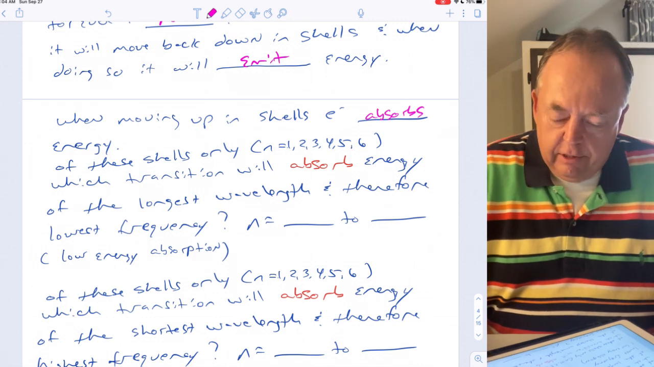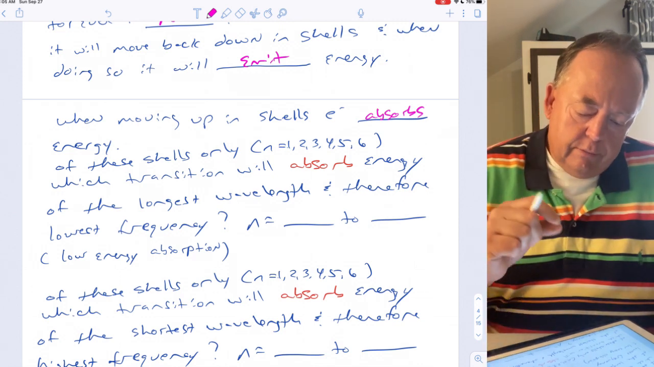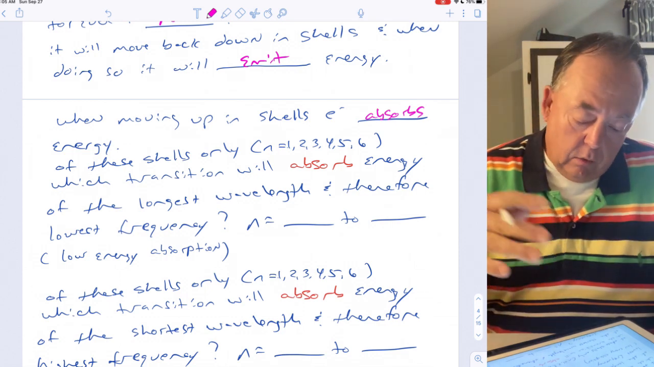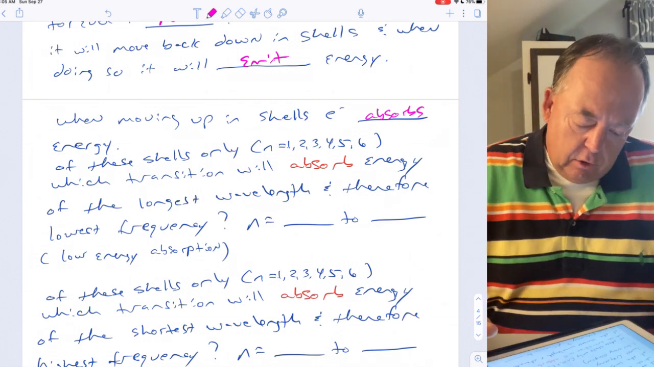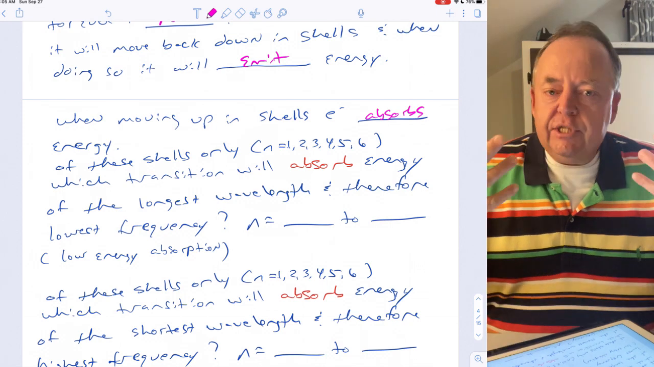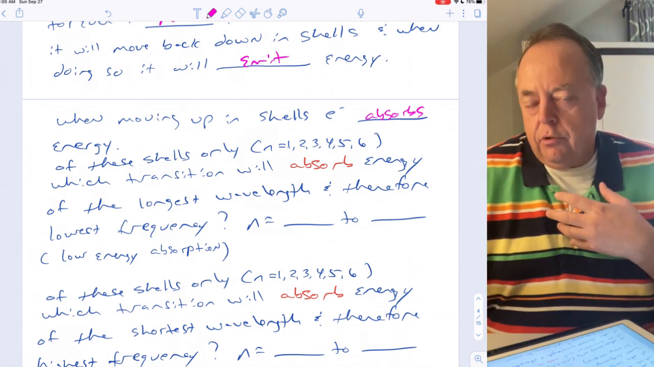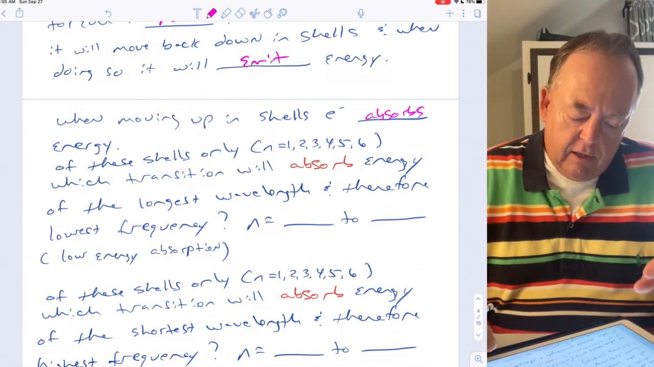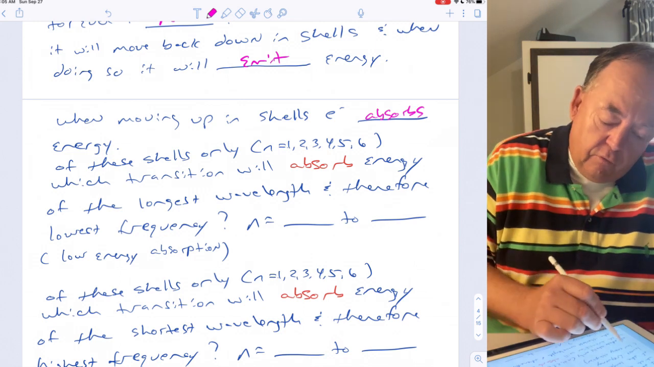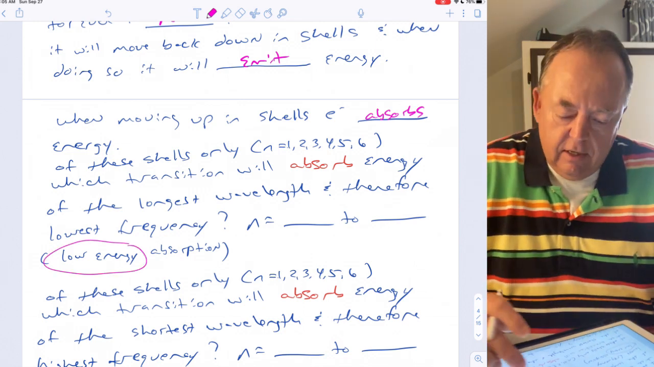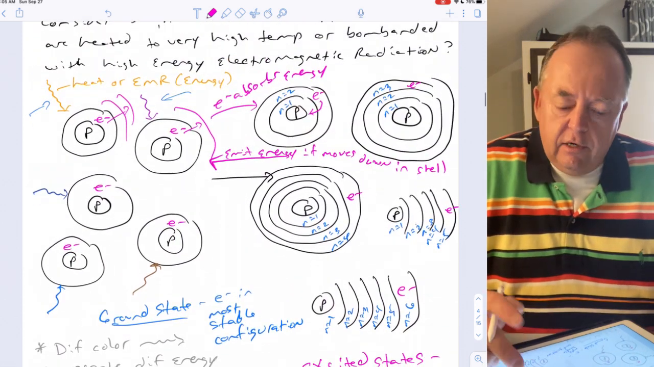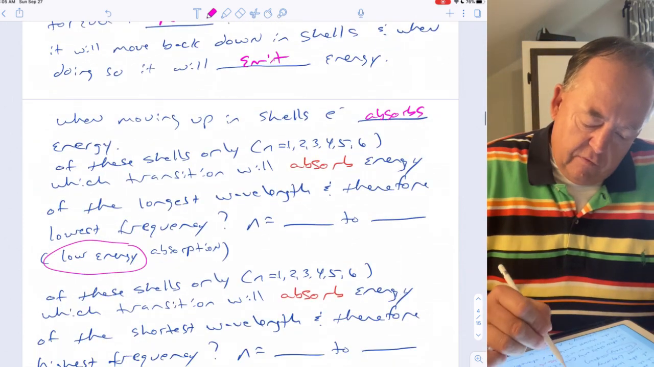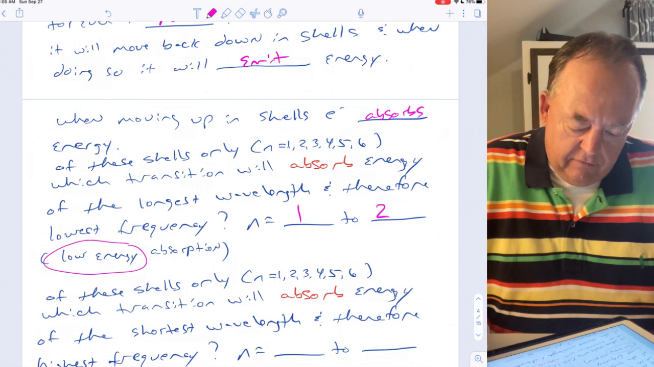So of these shells, if we only consider the first 6 shells, which transition will absorb energy of the longest wavelength? And if you remember from the first lecture, long wavelength means low frequency. So if it's going to absorb energy, then it's going to move up in shell. It starts at n equals 1. Which one is it going to go to? 2, 3, 4, 5, or 6? If it's going to absorb energy of the longest wavelength, low frequency, that means it's going to be low energy, right? So which do you think would require the least amount of energy to promote it to the second, third, fourth, fifth, or sixth shell? Well, it's going to move from the n equals 1 to the n equals 2 shell if it's low energy.